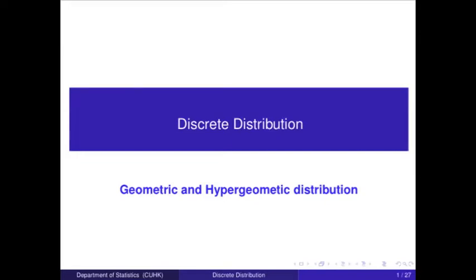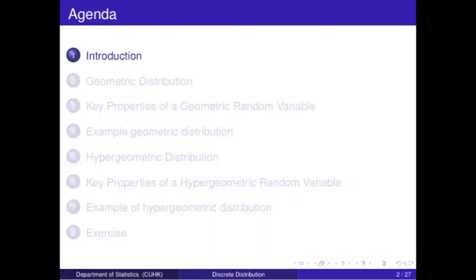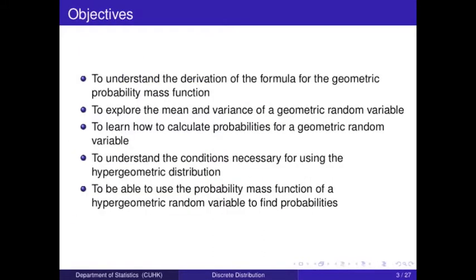In this tutorial, we will introduce two discrete distributions, geometric distribution and hypergeometric distribution. First of all, the objective of this tutorial: we would like you to understand the properties and conditions necessary of geometric and hypergeometric distribution, so that you are able to calculate probability for geometric and hypergeometric random variables.